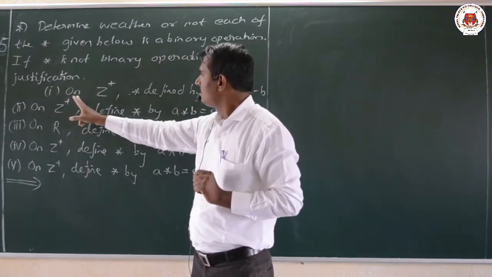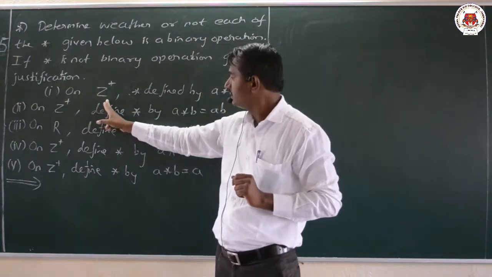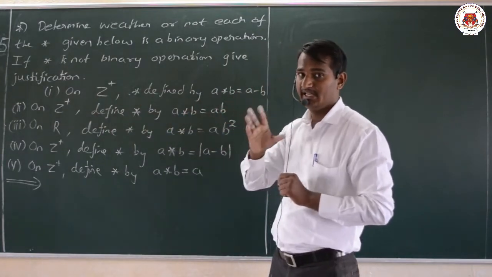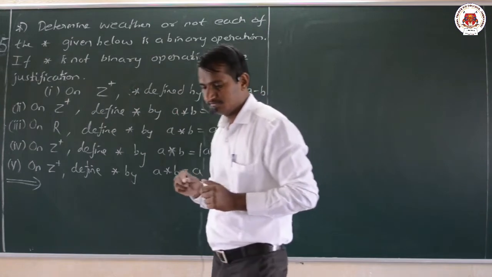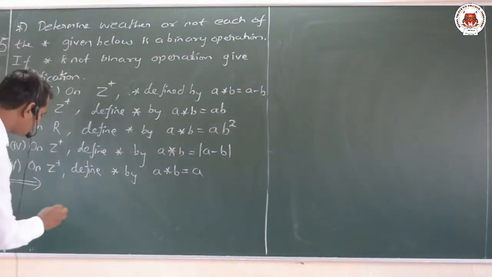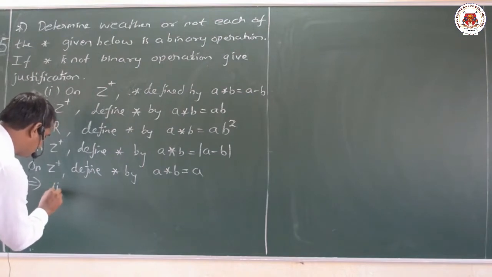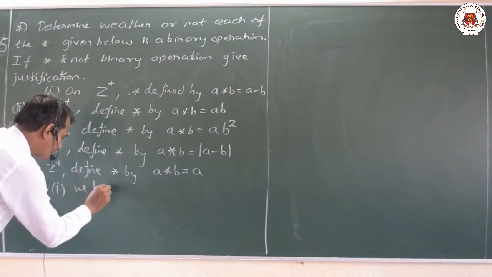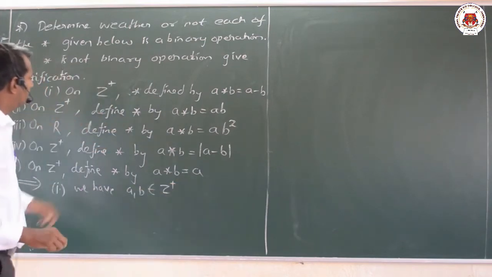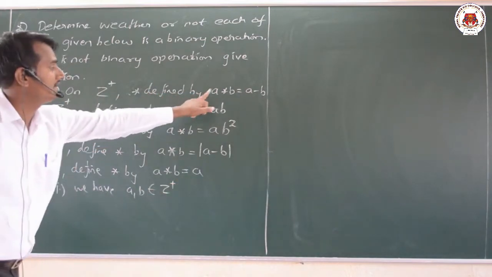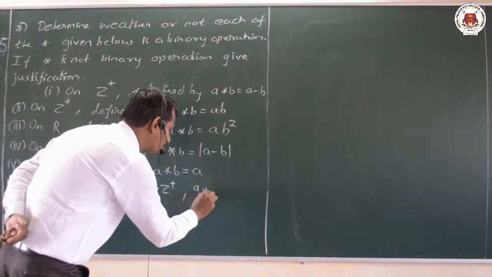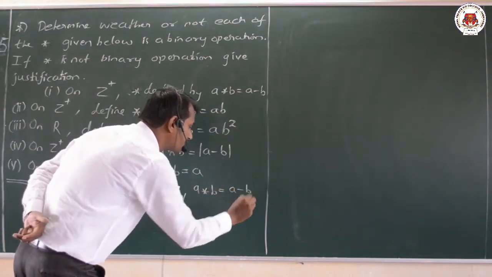So the first one, on Z plus, that is the positive integers, defined by a star b equal to a minus b. That we shall check now. First of all, the first one I will solve. We have a comma b belongs to Z plus. On Z plus, that means both a and b belong to Z plus. And here a star b equal to a minus b.